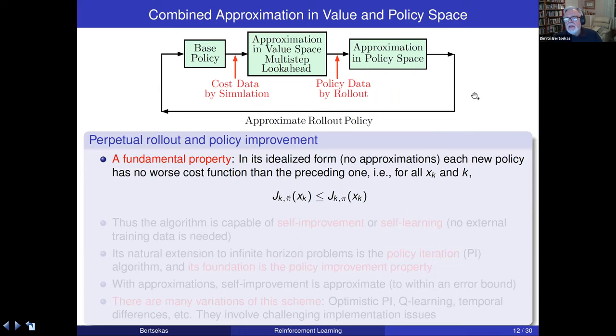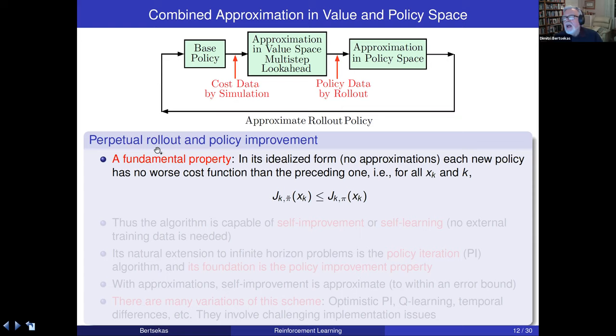We start from a base policy. From that policy, we obtain cost values by simulation. And we feed them into an approximation in value space scheme, a rollout, and we obtain policy data. And then we fit a policy to this policy data through approximation in policy space. And that gives us a representation for an approximate rollout policy. And then we go back again and we have a loop of perpetual rollout.